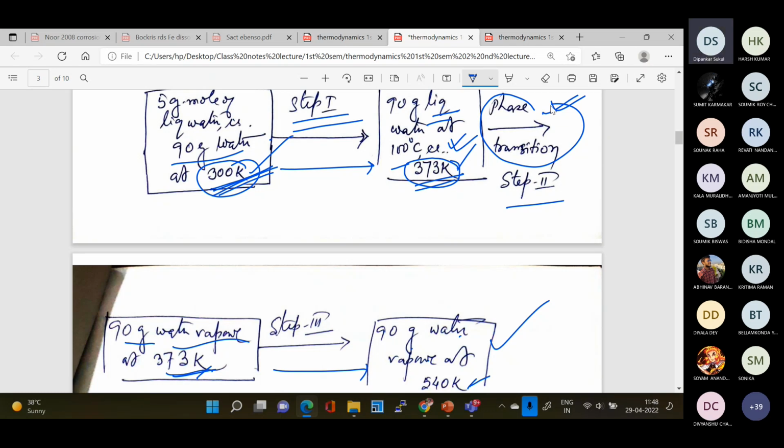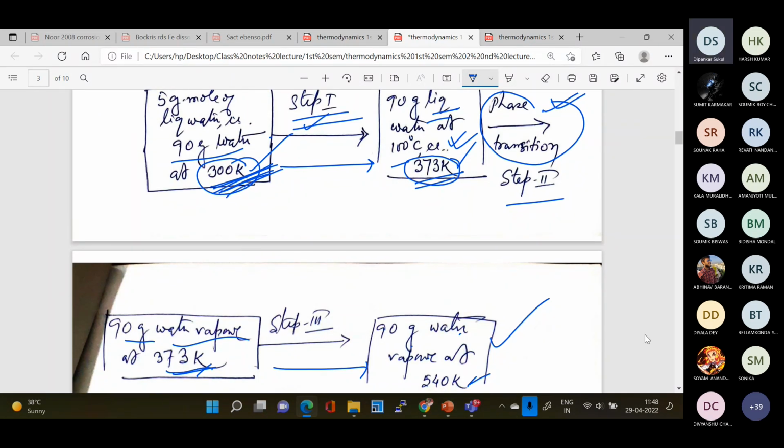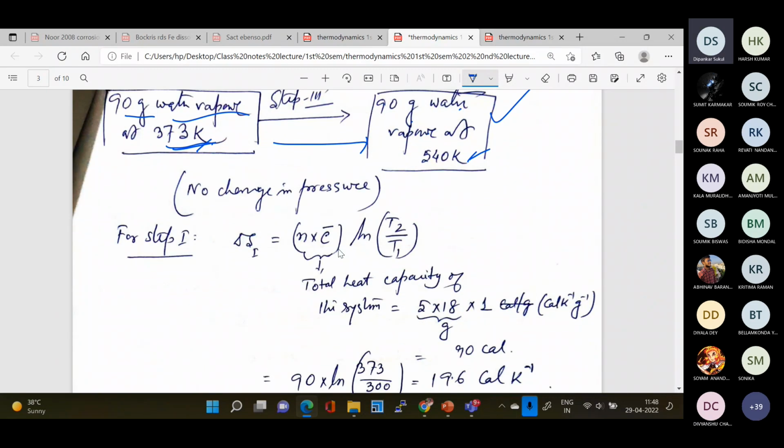The volume and pressure are not changing. Now for step 1, this is an increase in temperature. So what is the expression? Delta S is equal to the total heat capacity times ln T2 by T1. This is the total heat capacity.